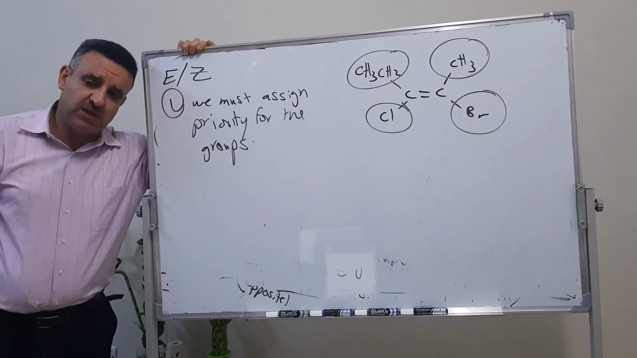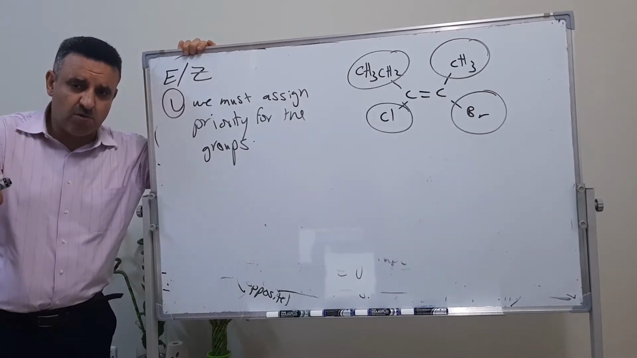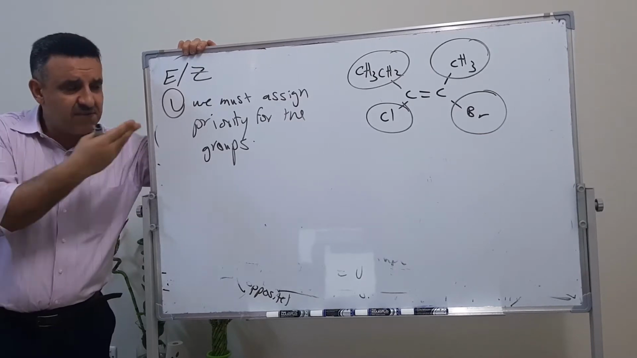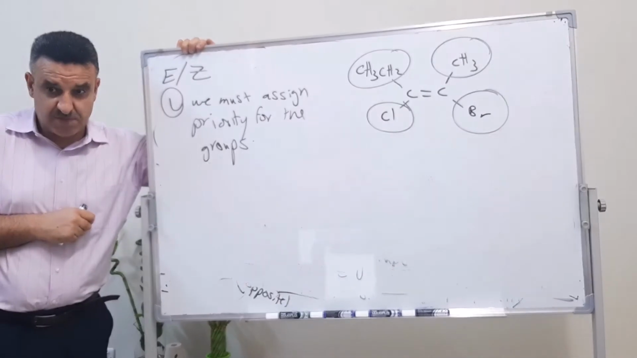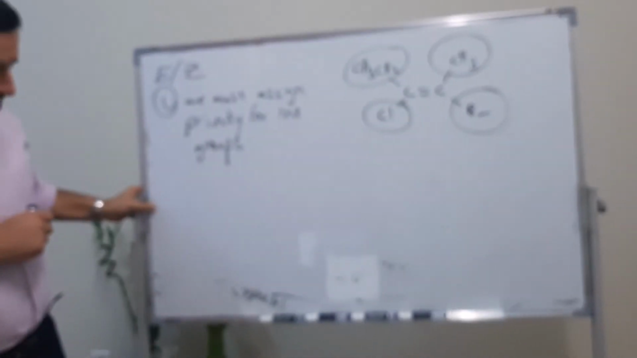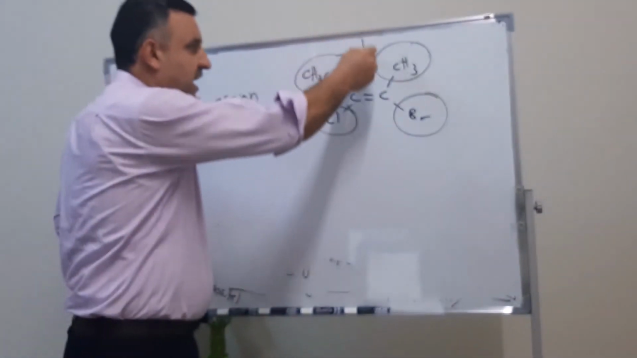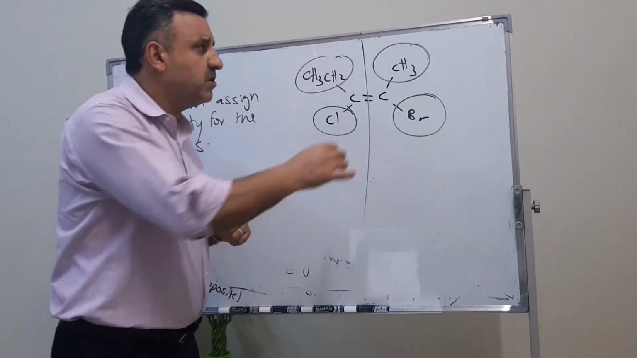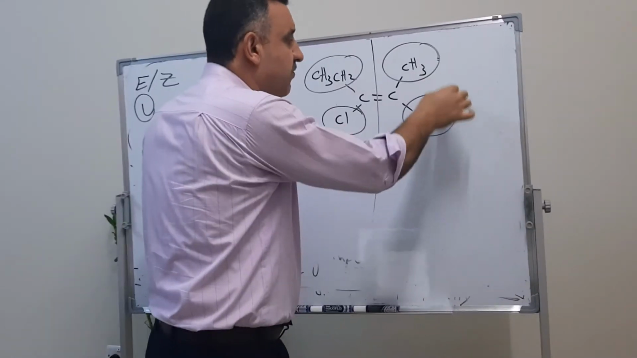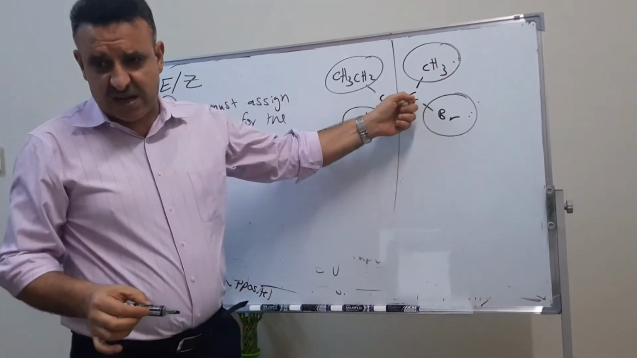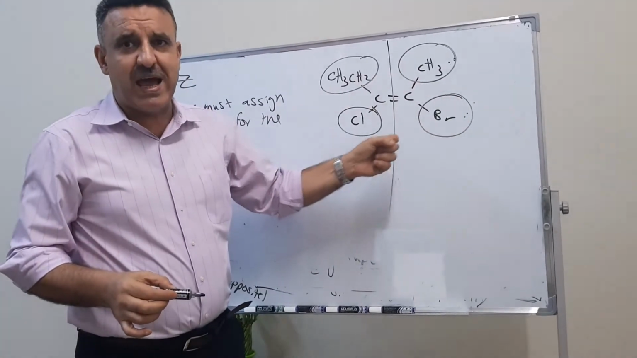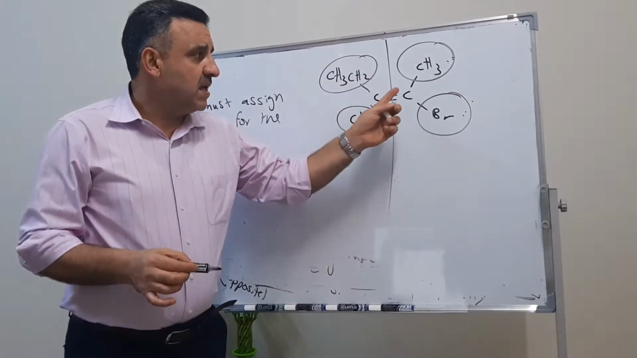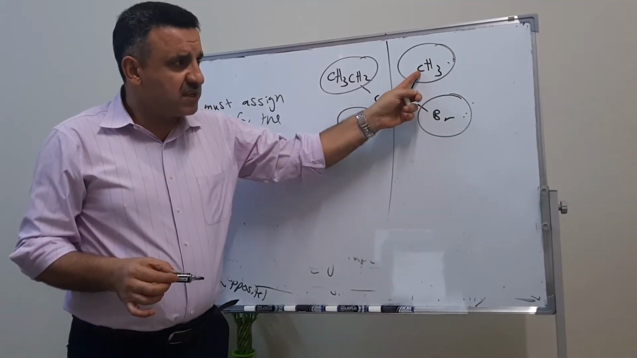If you remember, we assigned priority to the 4 groups, and all the rules we discussed in chapter 5 apply the same here. Now, in this case, we have 4 groups attached to the carbon double bond carbon. We should simply assign priority. For the 2 groups attached to this carbon, which one has higher priority? The first atom attached to this carbon is carbon.